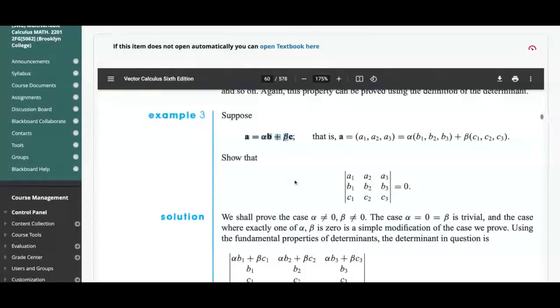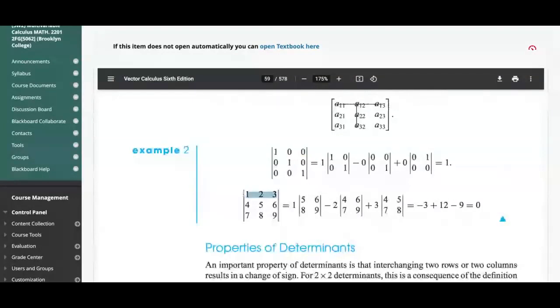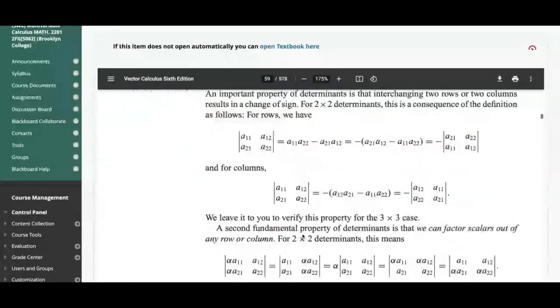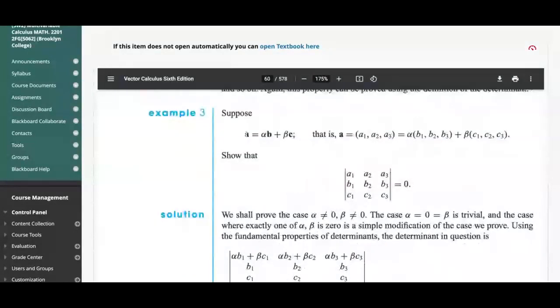This is to show, remember the matrix 1, 2, 3. That's to prove such a matrix has determinant of 0. So this is called a linear combination, right? If one vector can be written in terms of the other two vectors with some scalars, it's called a linear combination, which is saying A is a linear combination of B and C. If one vector is a linear combination of the other two, the determinant is 0.